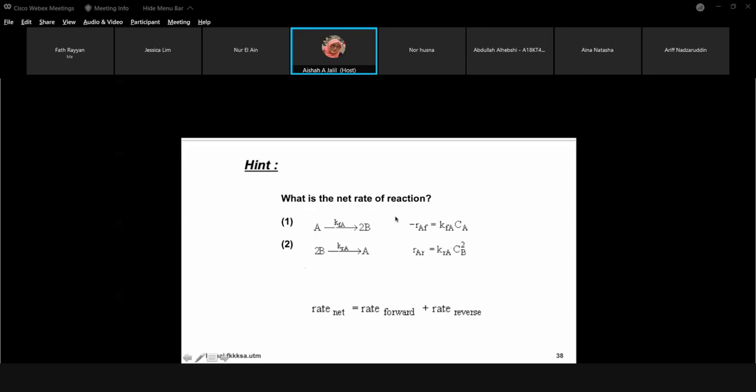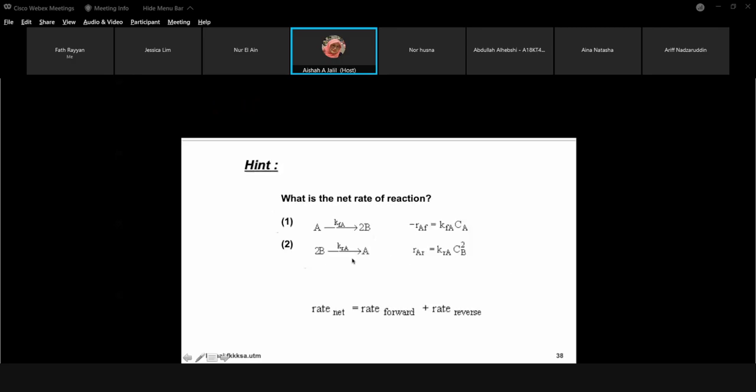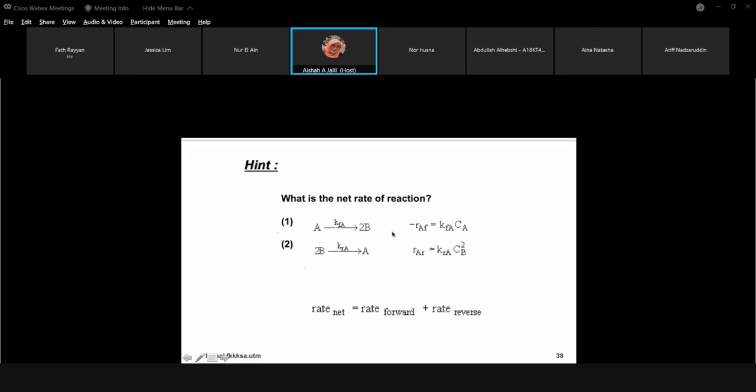Okay, what is the net rate of the reaction? For me, if you get the question, you do not need to put it like this. Just go directly. This is step by step. If they ask you to do step by step, you can do it like this. But if not needed, just write the rate law directly.